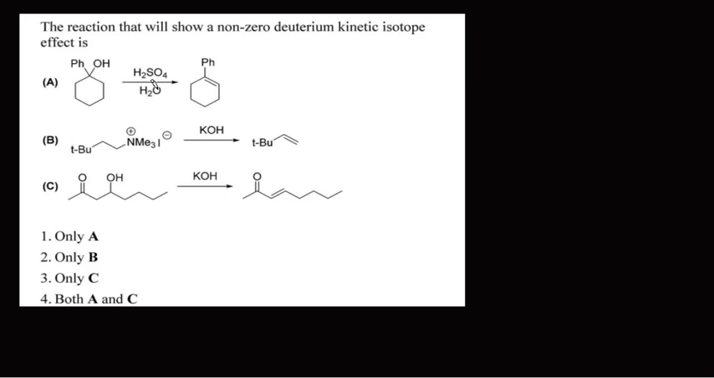So this was the question that was asked in your CSIR NET December 2019 examination, and the question says: the reaction that will show a non-zero deuterium kinetic isotopic effect.